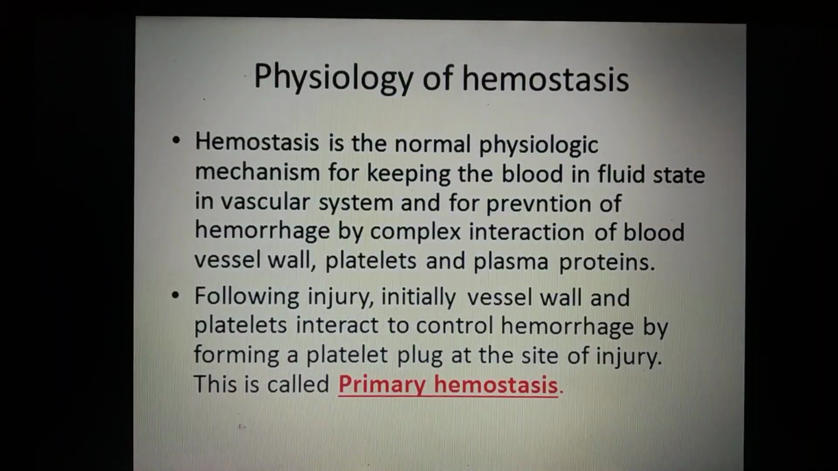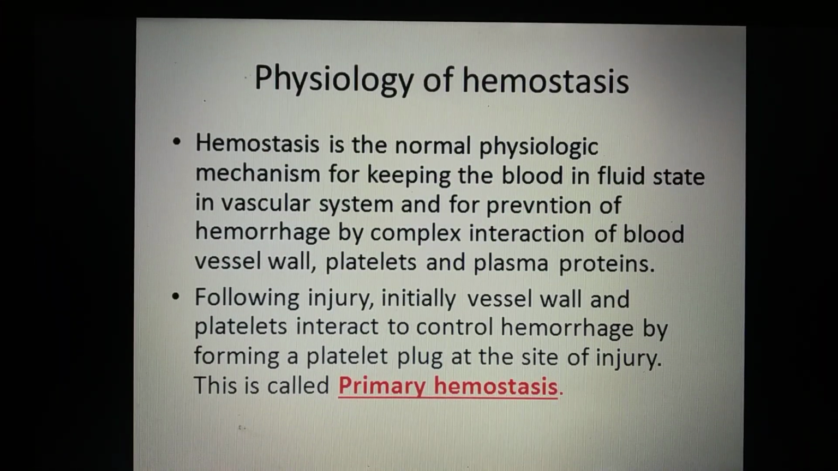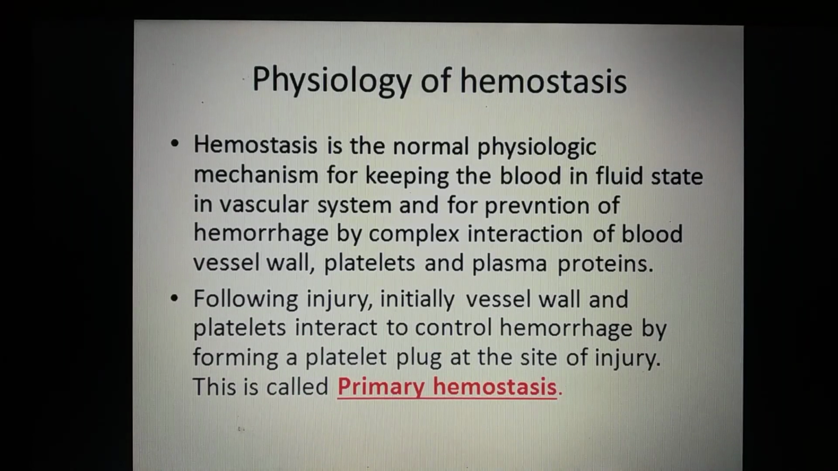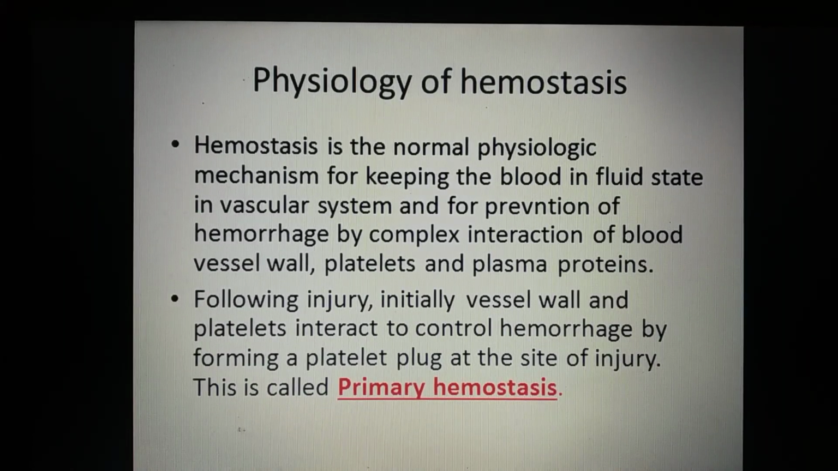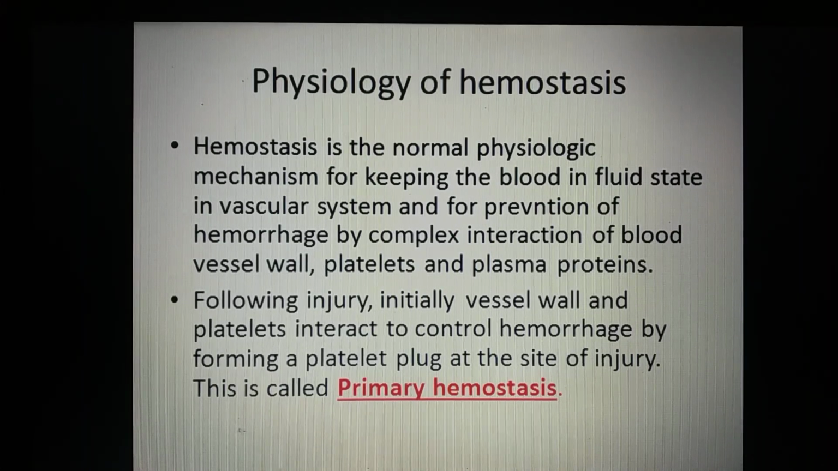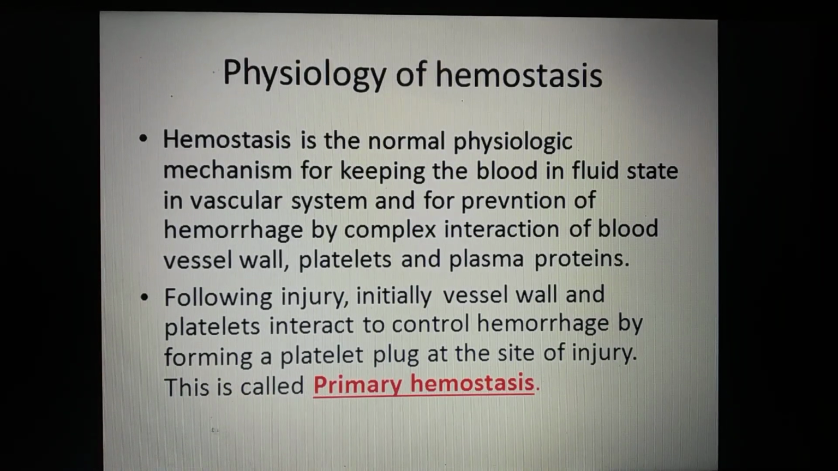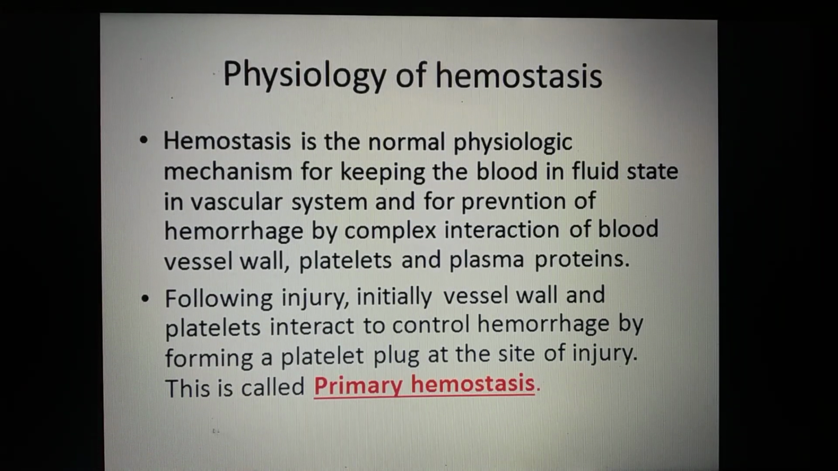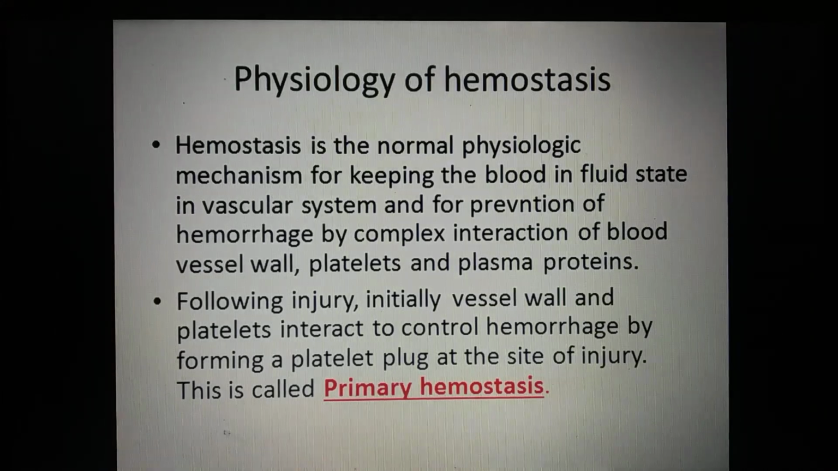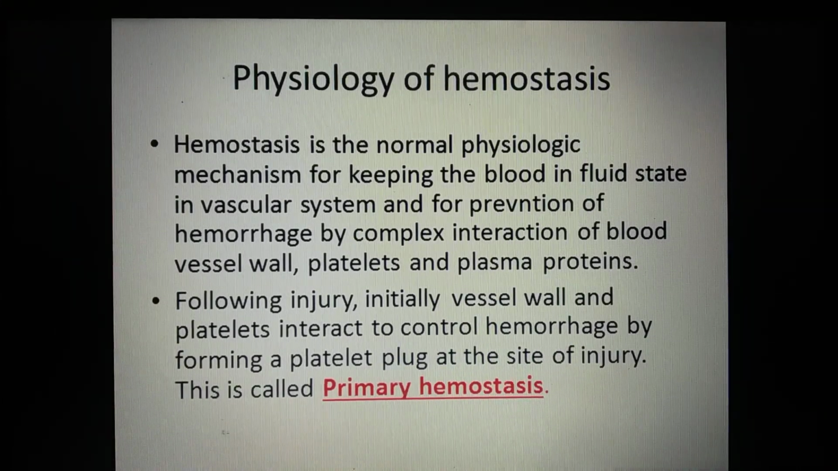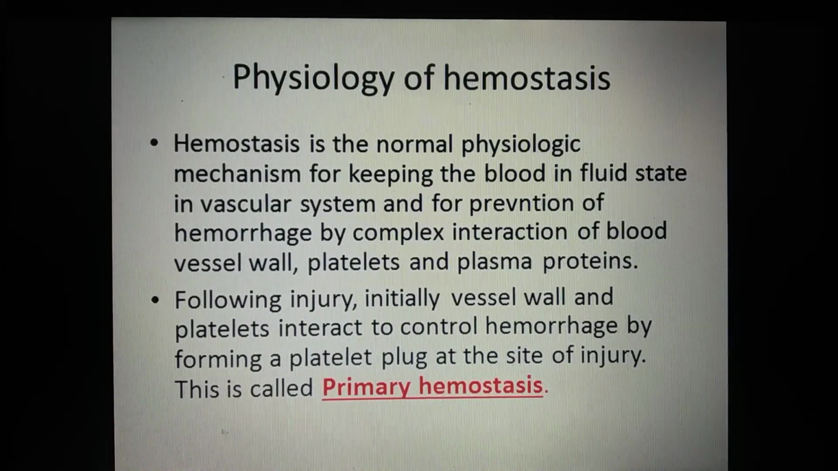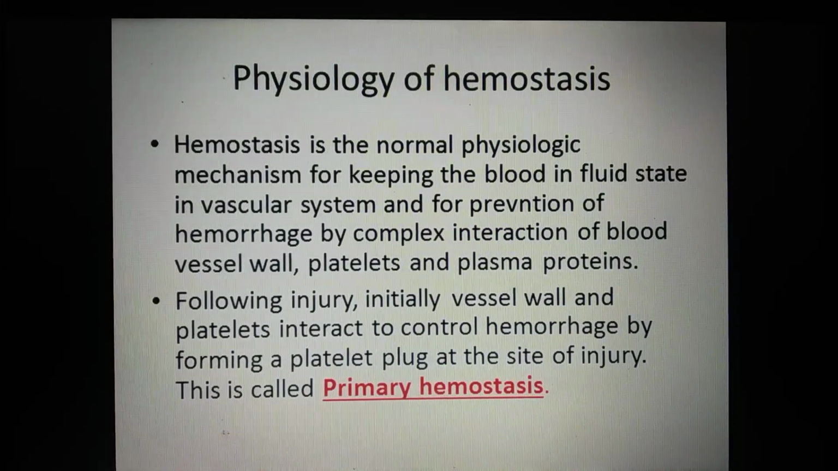Before going to the topic, first know about the physiology of hemostasis. Hemostasis is the normal physiologic mechanism for keeping the blood in fluid state in vascular system and for prevention of the hemorrhage by complex interaction of blood vessel wall, platelets and plasma proteins, that is the coagulation factors present in the plasma. Now following injury, initially vessel wall and platelets interact to control hemorrhage by forming a platelet plug at the site of injury.